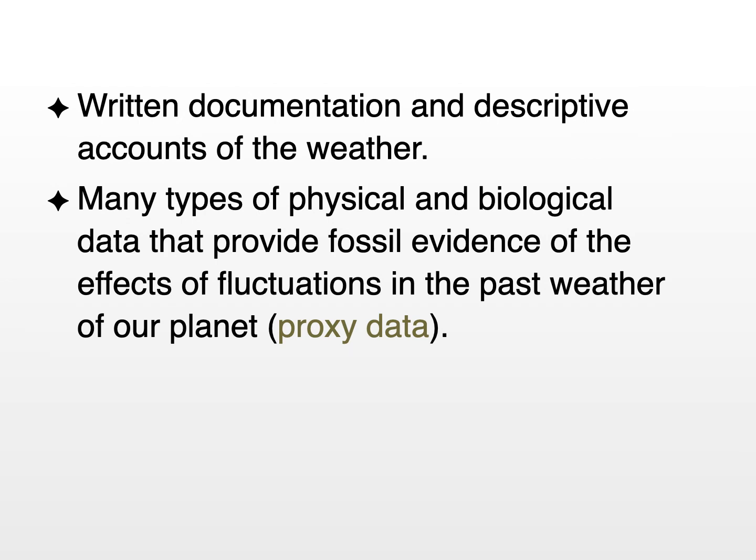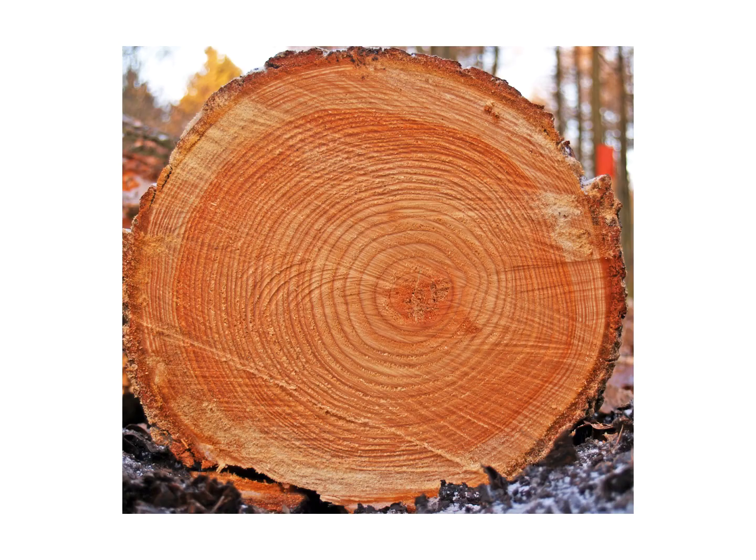The last type of evidence that's out there to reconstruct past climate is some kind of physical or biological data that exists as fossil evidence. And what you're looking at is something that responds to climate in a proxy sort of way, so it's called proxy data, and therefore records the fluctuations of past weather on our planet. And one classic example of that is tree rings.